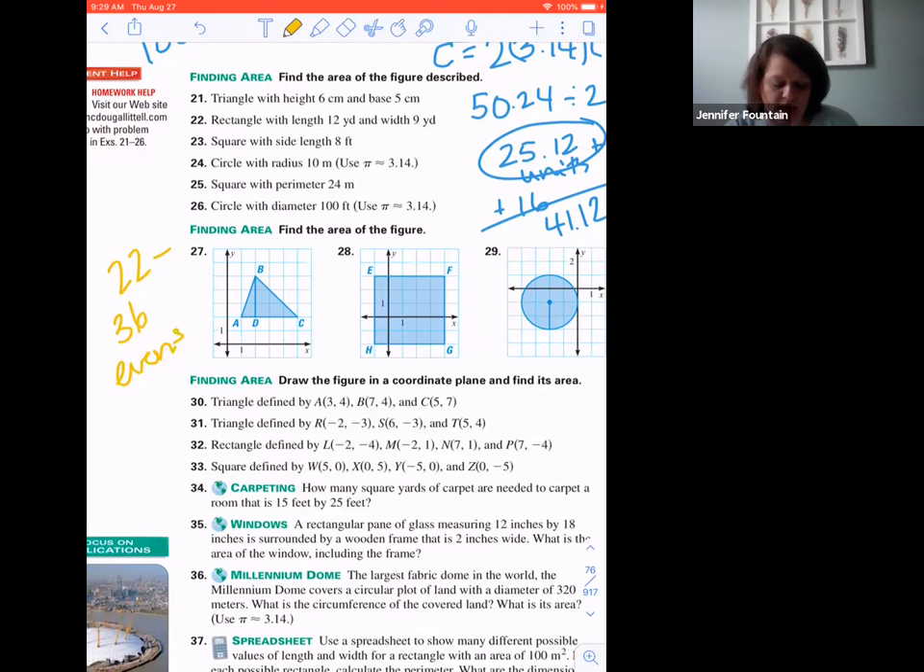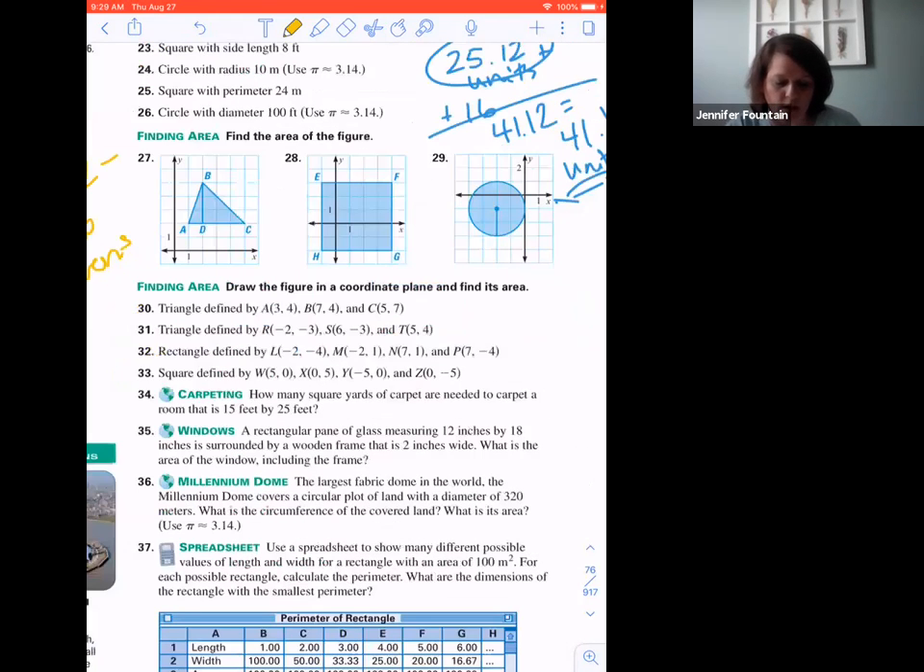Okay, so let's look at 34 and 36. We just have a problem dealing with carpeting. How many square yards? I want you to notice it says square yards of carpeting are needed to carpet a room that is 15 feet by 25 feet. Do your conversions first.